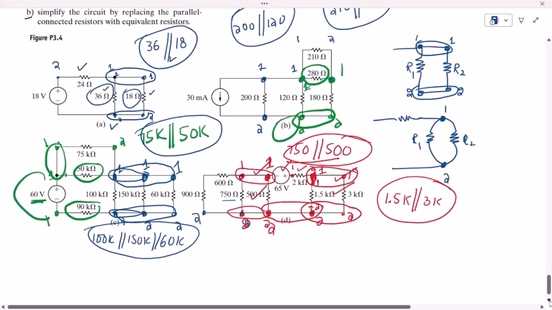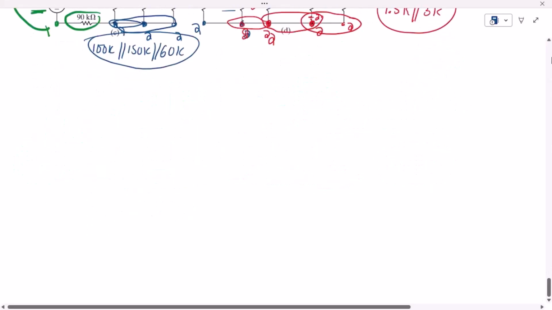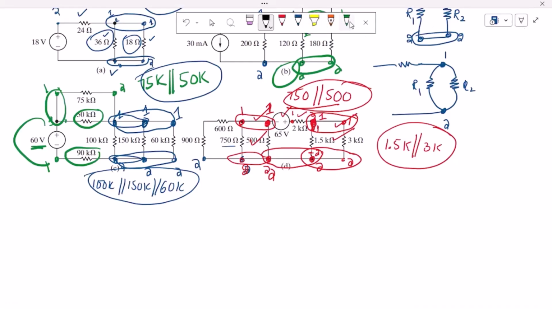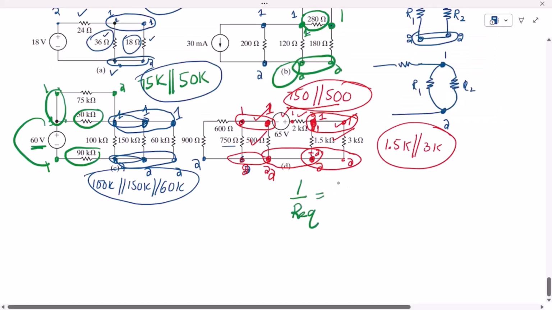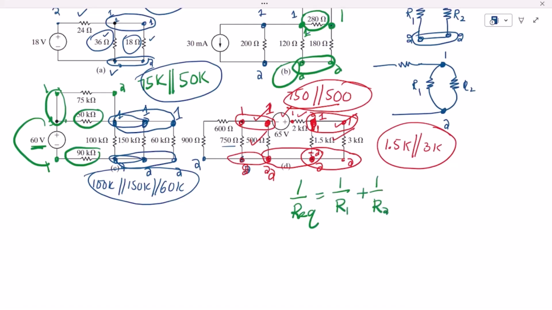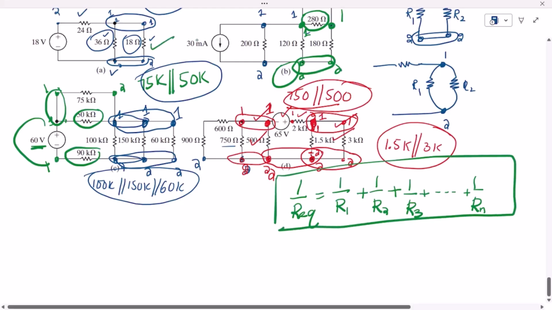First of all, let me write the formula for the equivalent resistance. If there are n resistors, the equivalent resistance will be 1 over R equivalent equals 1 over R1, the first resistor, plus 1 over R2, the second one, plus 1 over R3, the third one, up to 1 over Rn, the nth resistor. This is the formula we have to apply over here, here, and here as well.